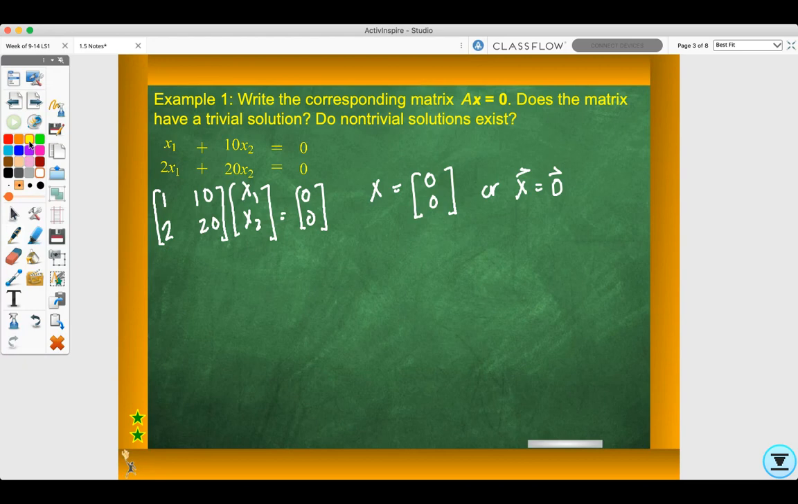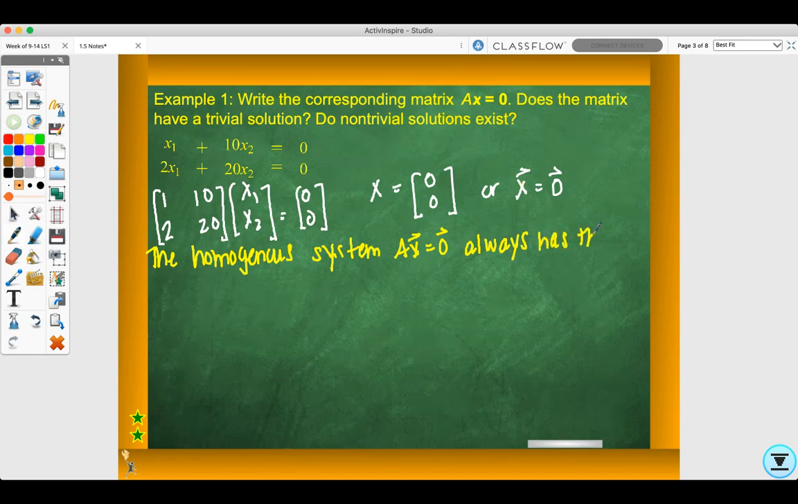So just as a note, the homogeneous system AX equals 0 always has the trivial solution x equals 0.